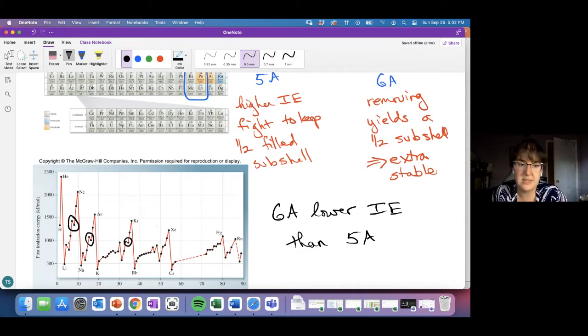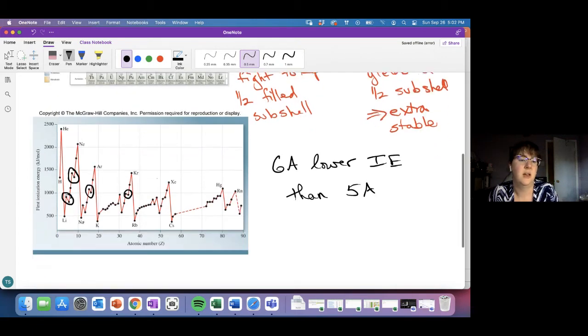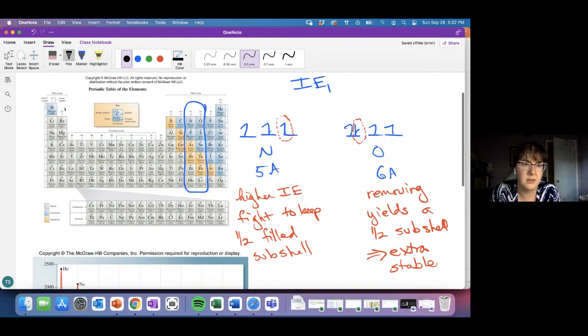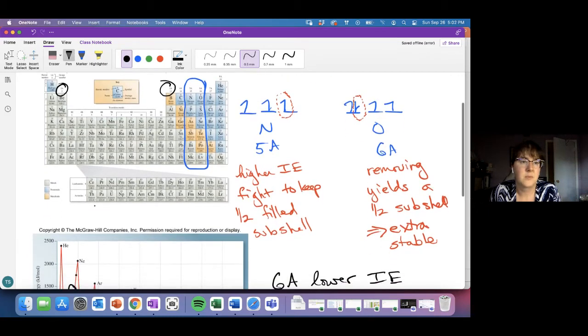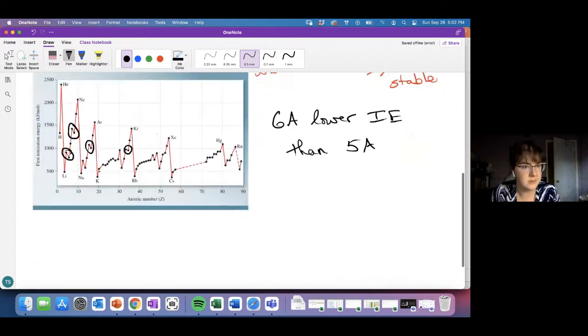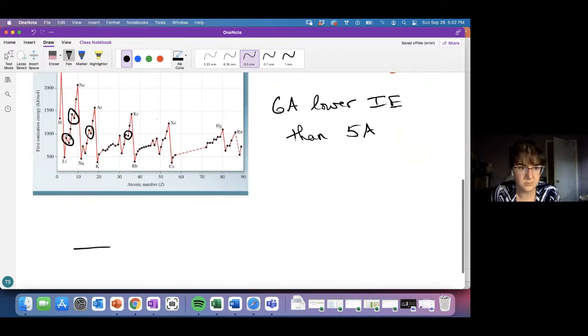You can also see that, we were talking about the S subshell earlier, and you can actually also see this when you're trying to remove an electron from our 2A versus 3A. You actually see that same effect. So you can actually see the stability of having a full S subshell. So essentially this is the 2S and the 2P.